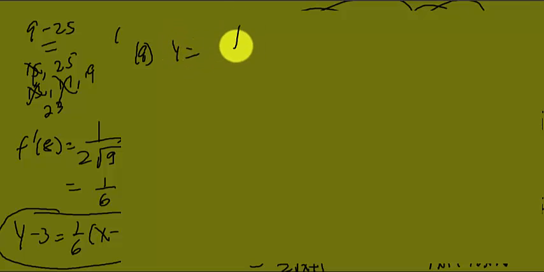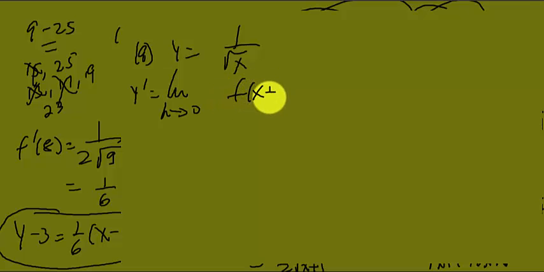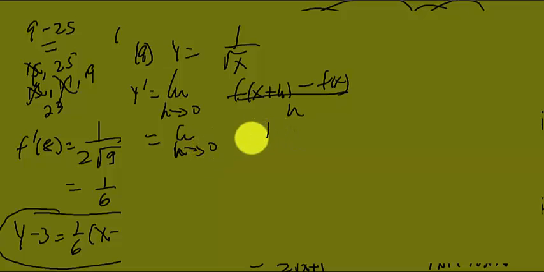y is equal to 1 over square root of x. We're finding y prime. y prime is equal to the limit as h goes to 0 of f of x plus h minus f of x, all over h. This is the limit as h goes to 0 of 1 over square root of x plus h, minus 1 over square root of x, all that over h.